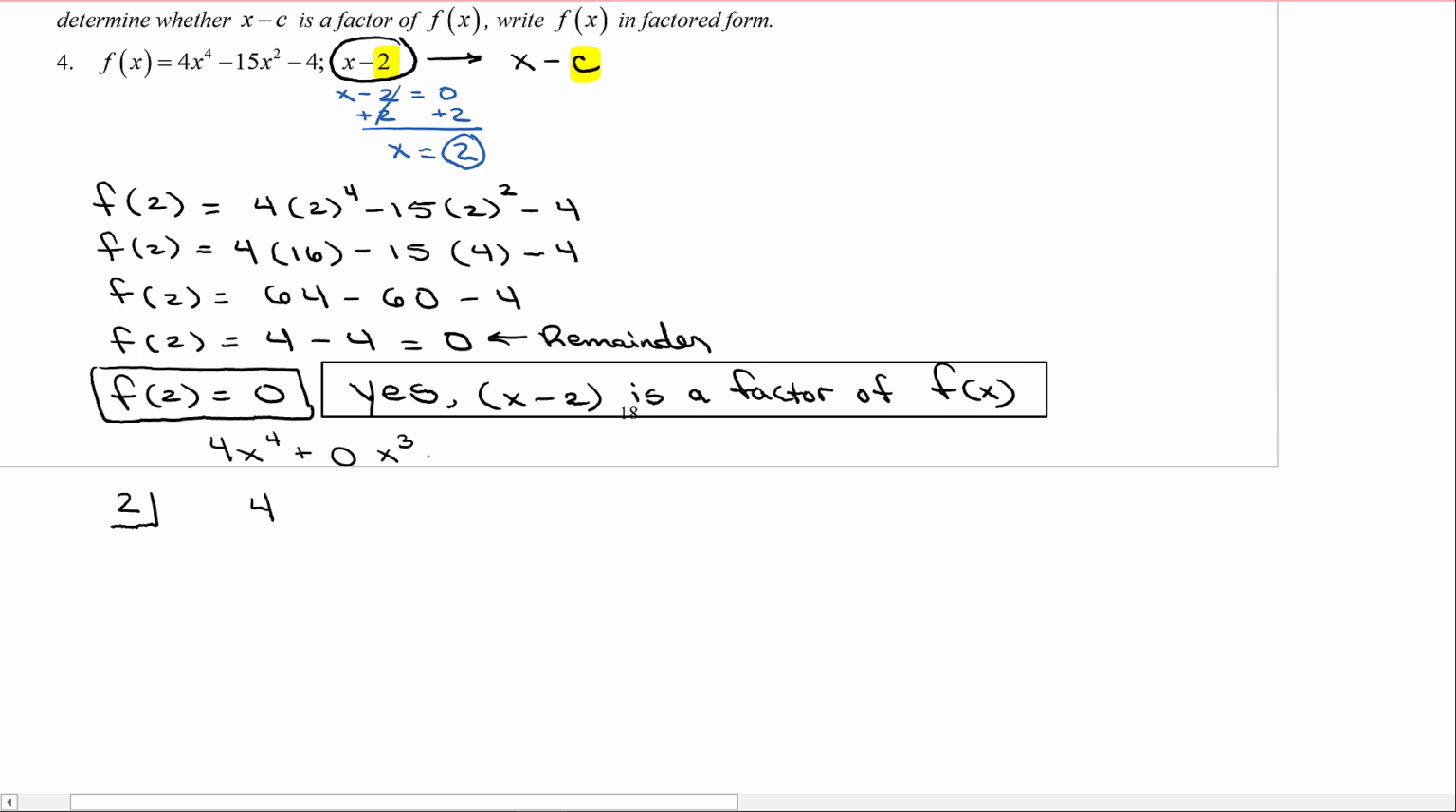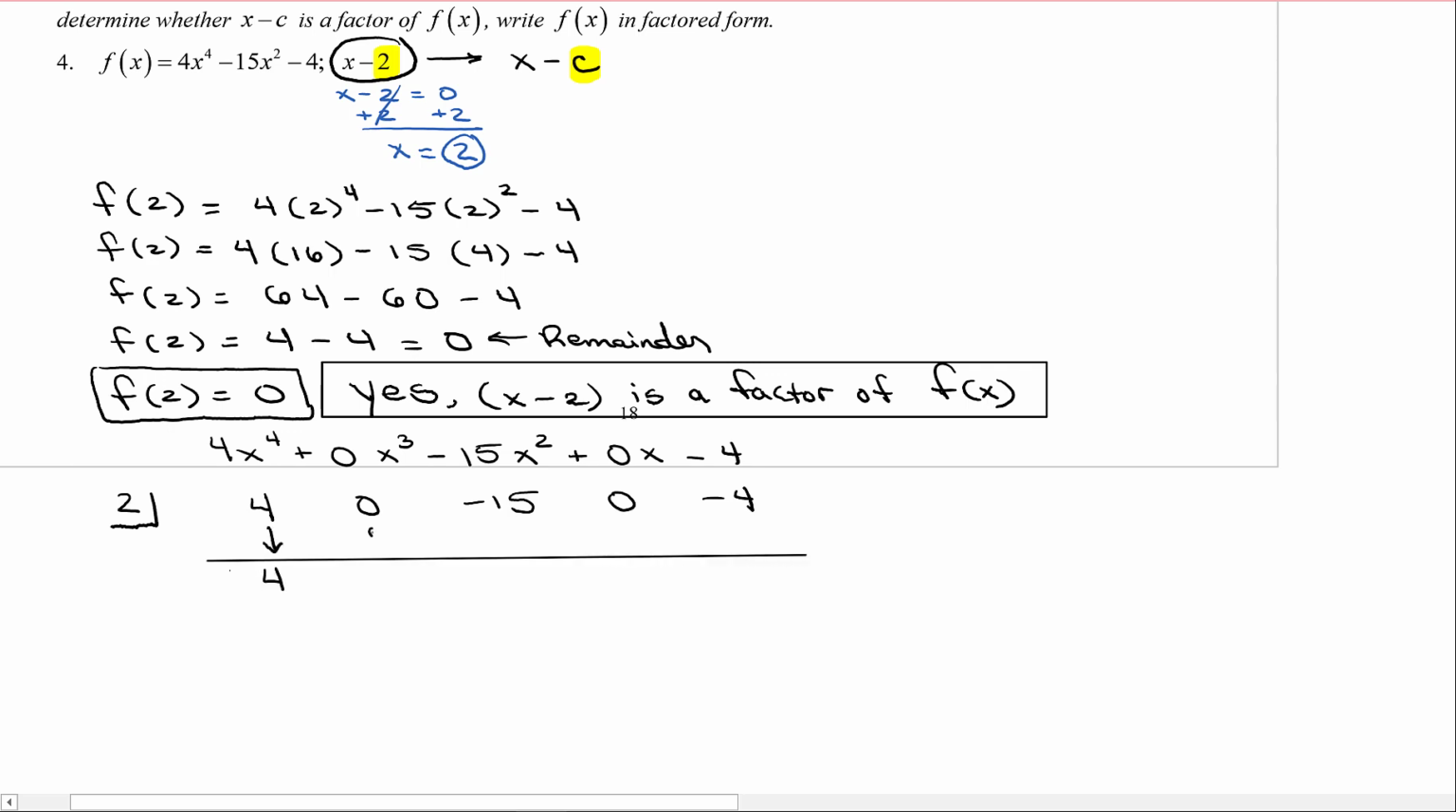So I'm writing the coefficients, I'm making sure it's written in descending order, and I'm accounting for all the terms, even the terms that aren't shown, like the x cubed. I'm going to put a 0x cubed term, and for that 0x to the first, I'm going to make sure I put that 0 there.